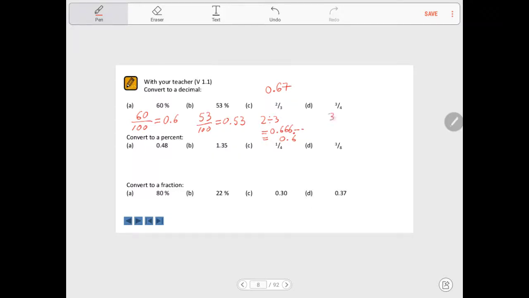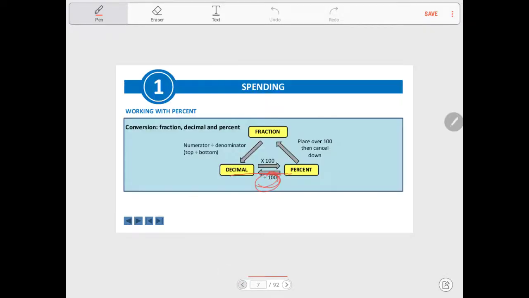Now 3 divided by 4 isn't a recurring decimal. That gives us 0.75. So all three of these really just rely on the calculator. So we didn't look at the flowchart on those two fractions, but just to confirm that, I should have gone back here, but we see that fraction to decimal, this way, we just do numerator divided by denominator. So we can just do that on the calculator.